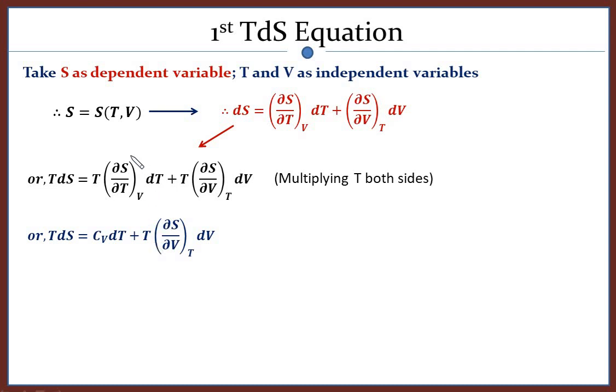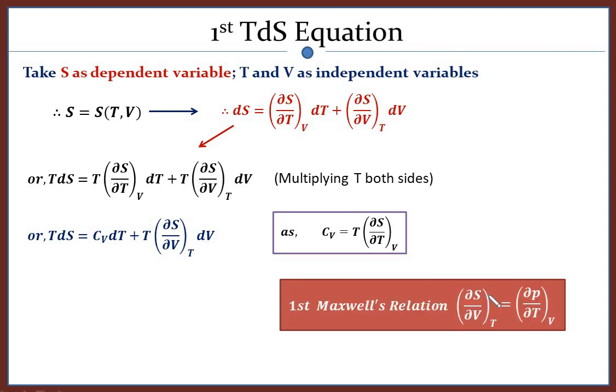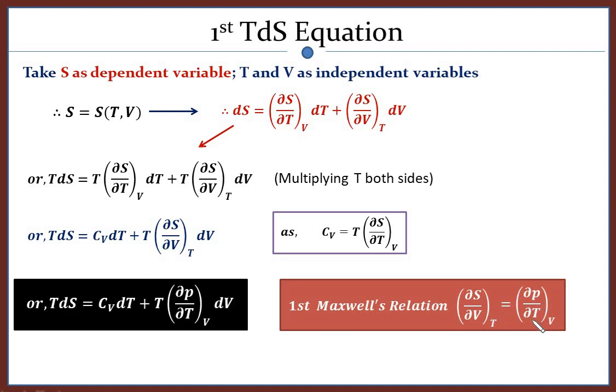Why? Because this T del S del T at constant V is nothing but Cv, meaning specific heat at constant volume, which is denoted by Cv. So TdS equals Cv dT plus T del S del V at constant T into dV. Now from the first Maxwell's relation we know del S del V at constant T is equal to del P del T at constant V. Just replace this and we will get the final form of the TdS equation, which is TdS equals Cv dT plus T del P del T at constant V into dV.